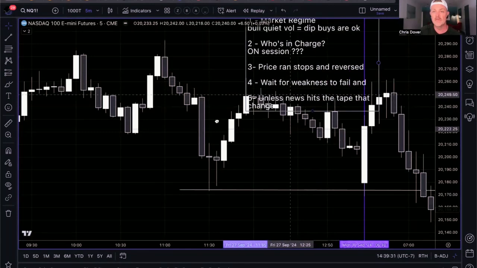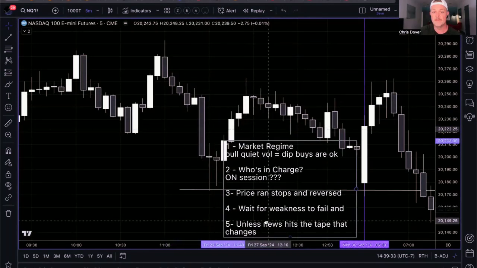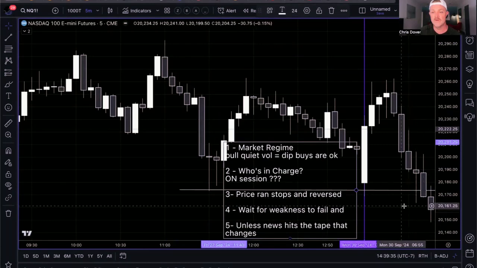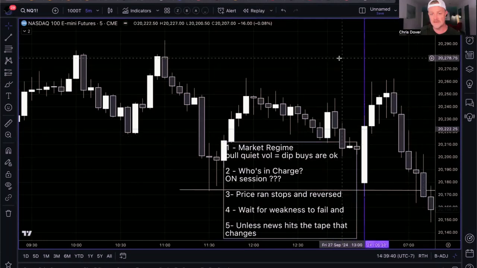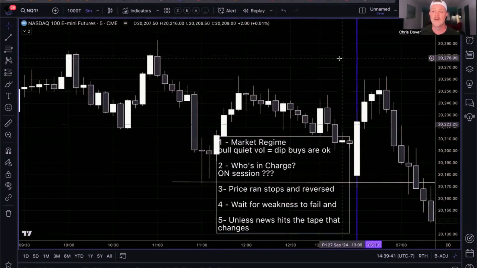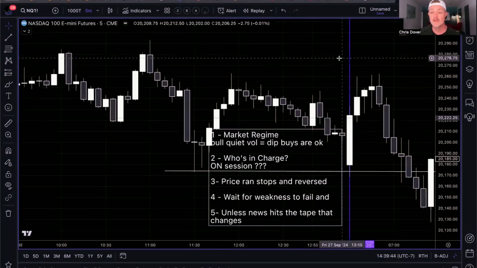So far, it looks as if traders are involved, but it has been like a straight half hour of selling. So that could be something else. I don't know. I don't remember Monday, by the way.